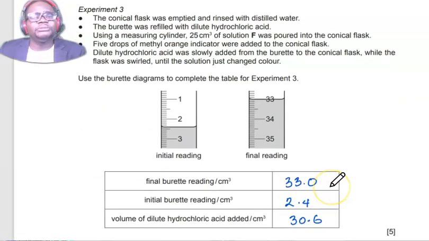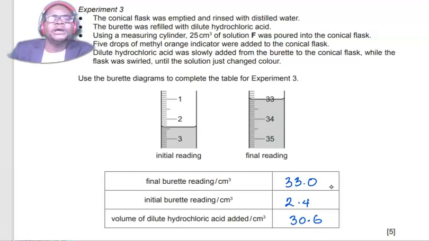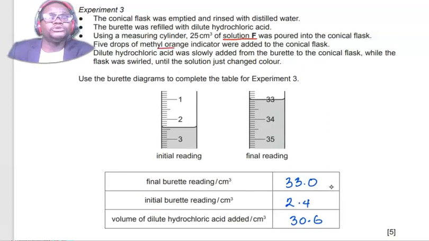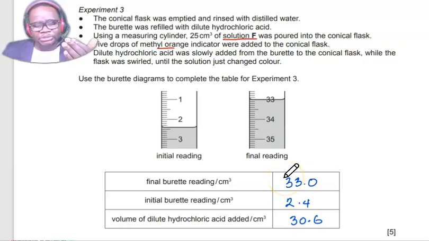Then we have experiment 3 here. Experiment 3 was also performed following the same procedure, but in this case, a different solution was used. Solution F was used, and methyl orange was used. So in both experiment 2 and experiment 3, methyl orange was used, but with different concentrations of sodium carbonate. Solution E was used in experiment 2. Solution F was used in experiment 3. So the only variable we can see here is the concentration of the solution.